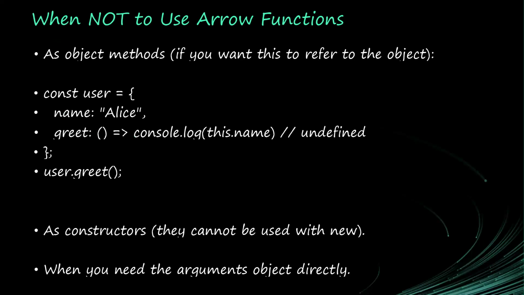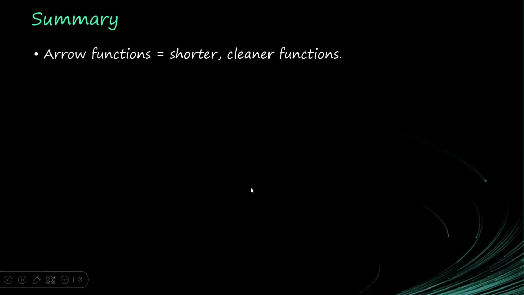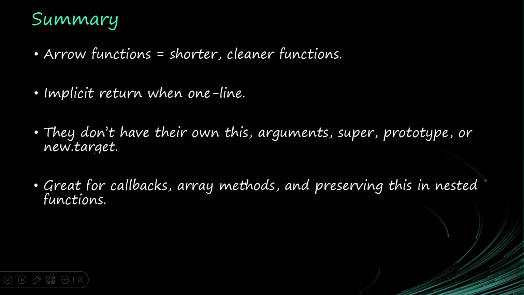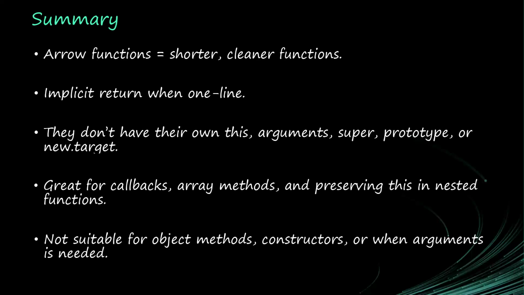As constructors cannot be used with new, when you need the arguments object directly, don't use arrow functions. If you want to have access to the arguments object, don't use the arrow function. If you want to make your function a constructor, don't use an arrow function. So in summary, arrow functions are shorter, cleaner functions. Implicit return when one line. They don't have their own this keyword, great for callbacks and so on.